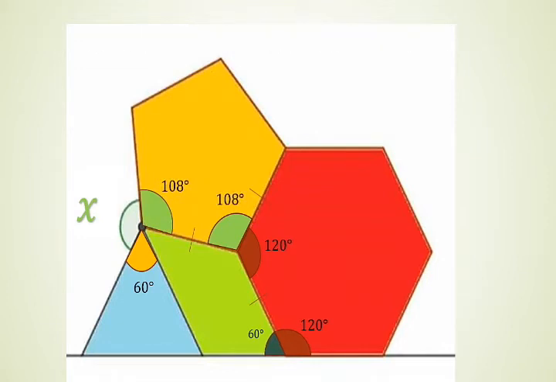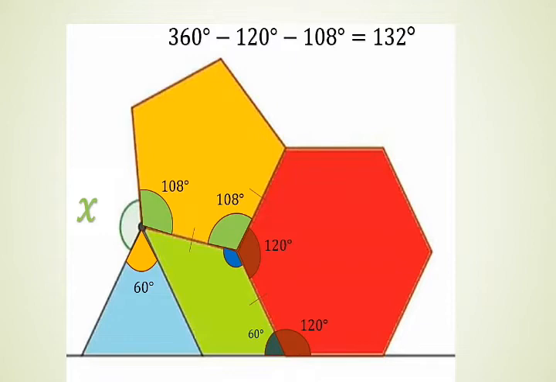Now at the junction of the hexagon, pentagon and trapezium, we have to calculate this blue angle shown here. Since we know that the complete cycle of rotation is 360 degrees, we can calculate this angle by subtracting 120 and 108 from 360 degrees, and we got 132 degrees over here.